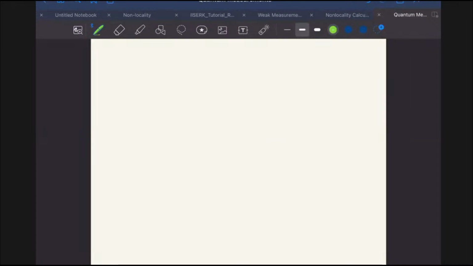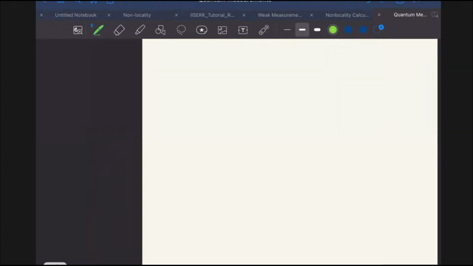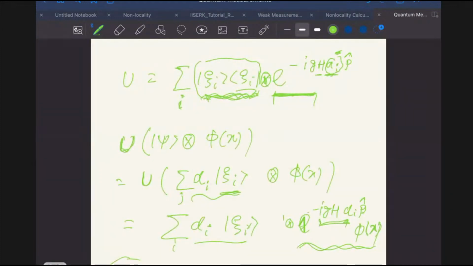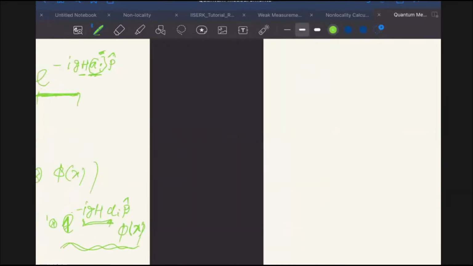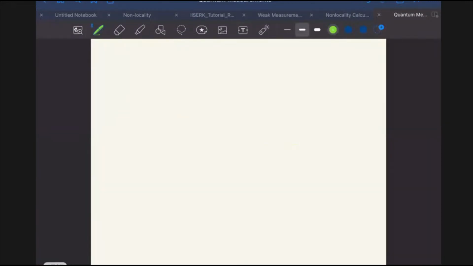Sumit, before you go there, maybe one thing. Just go back to the previous page. Just for clarification, let's say it is a two-level system. Show us the expression. You just scroll up. Then let me write. So for a two-level system, I will have two eigenstates.